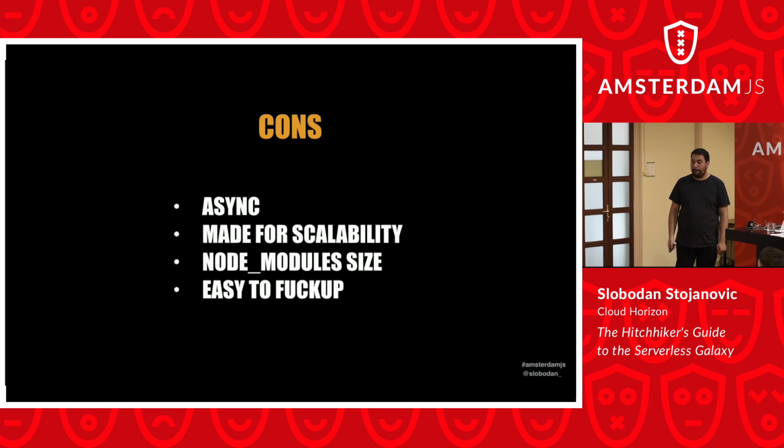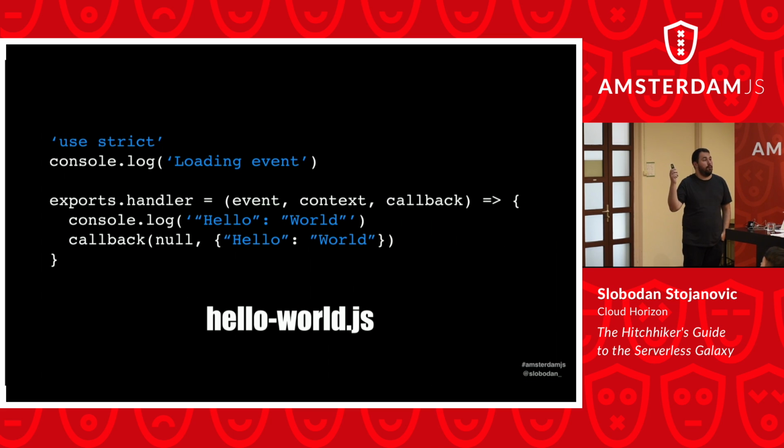And this is Hello World from the AWS website. And if you take a look at it, it's really simple. It's just exporting the handler that we already saw and doing a callback. That's it, nothing special. It's just a few console logs that we really don't need.